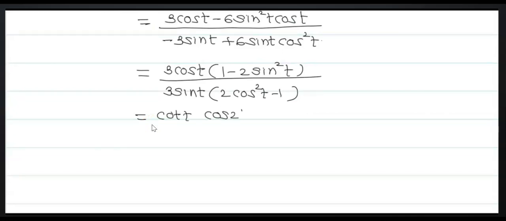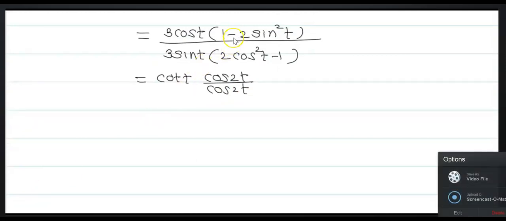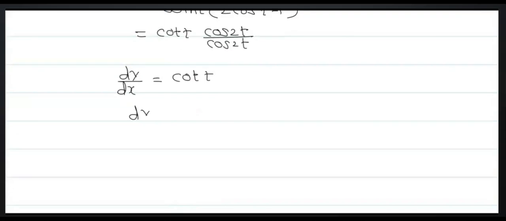cot t into 1 minus 2 sin square t means what? Cos of 2t, and 2 cos square t minus 1 means what? Again this is also cos of 2t. These two get cancelled and you are getting the answer, that is cot t. Therefore dy by dx is equal to cot t.